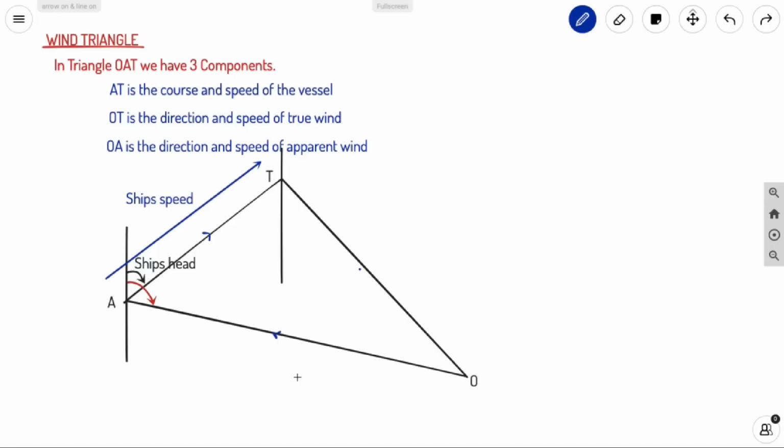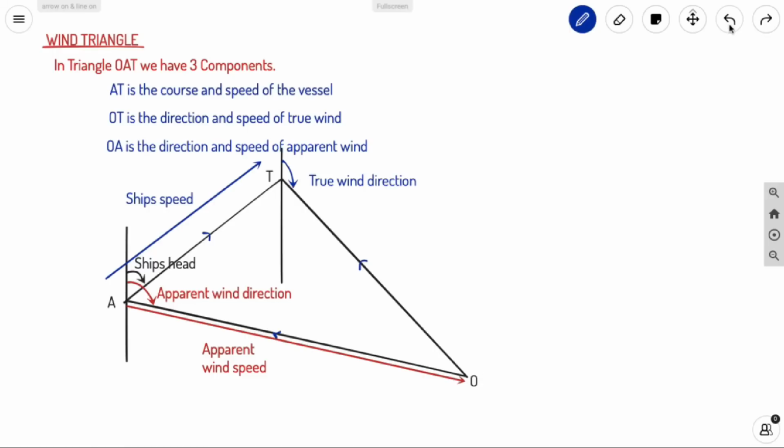Next thing is this distance A to O, that is your apparent wind speed in 1 hour. Next is the last side of the triangle, that's T to O or O to T. That's our true wind direction. This will be the direction you use, with a perpendicular transfer of this side, to calculate your true wind direction. And this distance is nothing but your true wind speed.